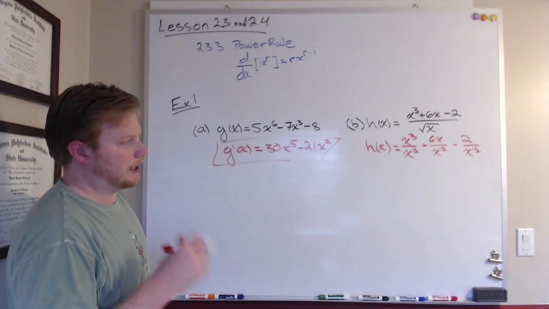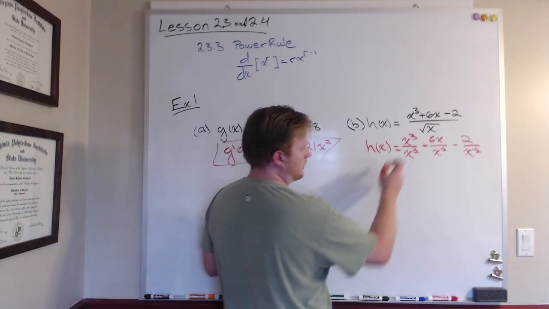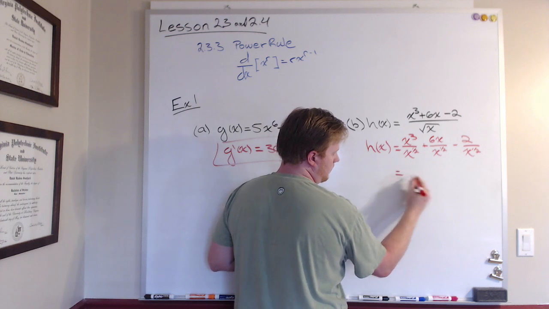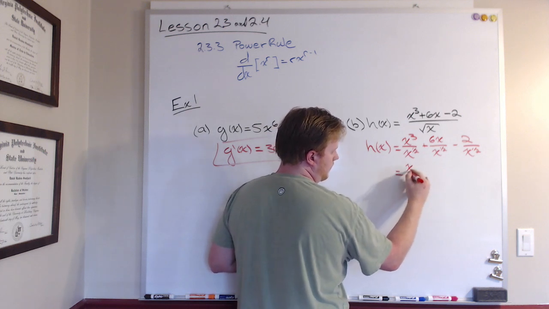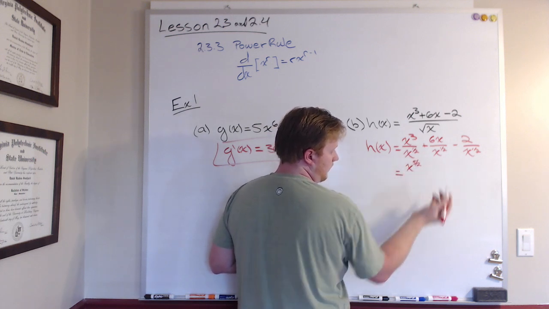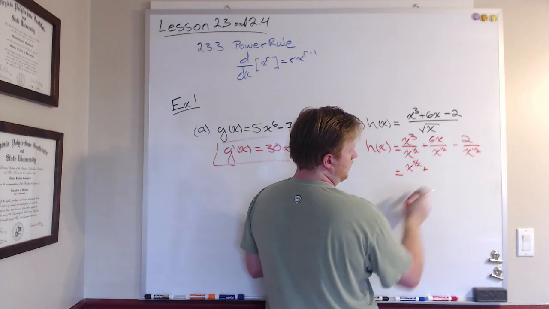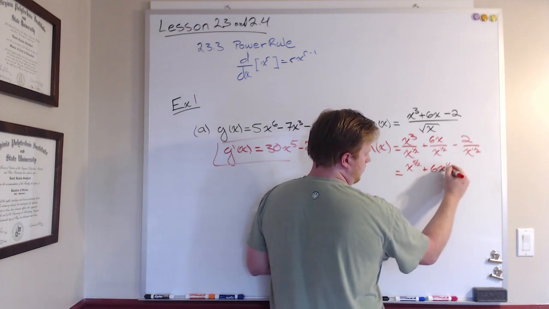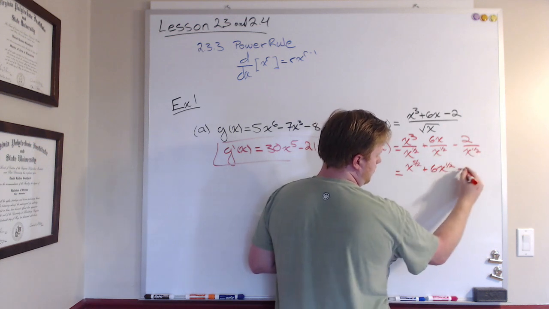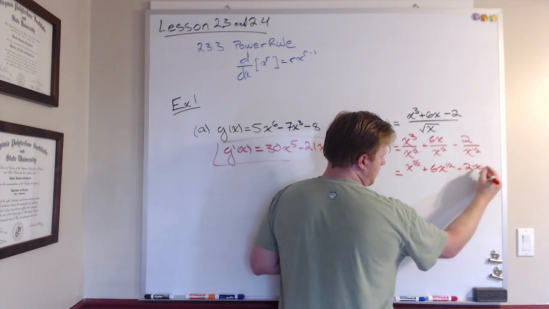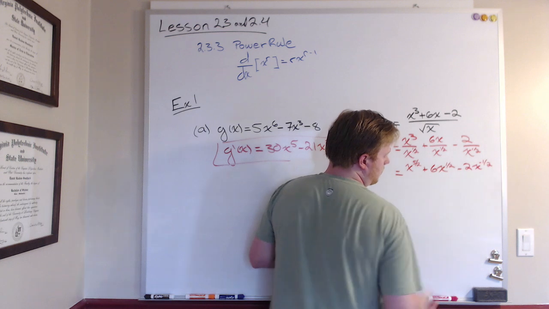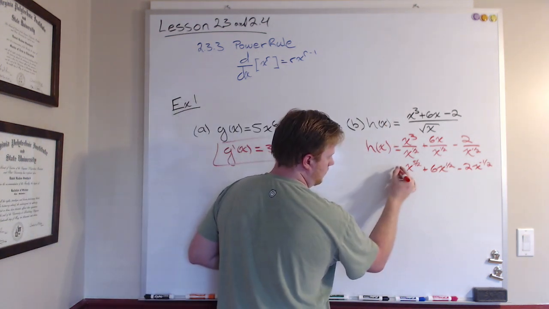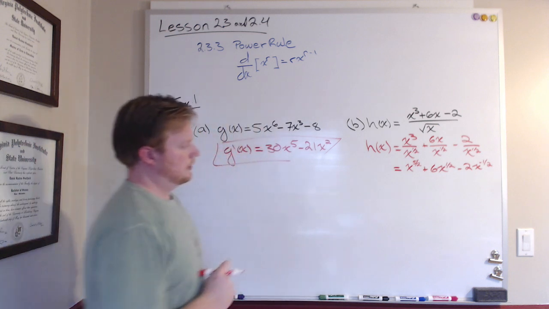All right, and now we're just going to simplify a little. See, 3 minus 1/2 is 2.5, or x to the 5/2. Okay. 1 minus 1/2 is 1/2, or x to the 1/2, and then this will leave as x to the negative 1/2. All right. Let me get my equal sign.